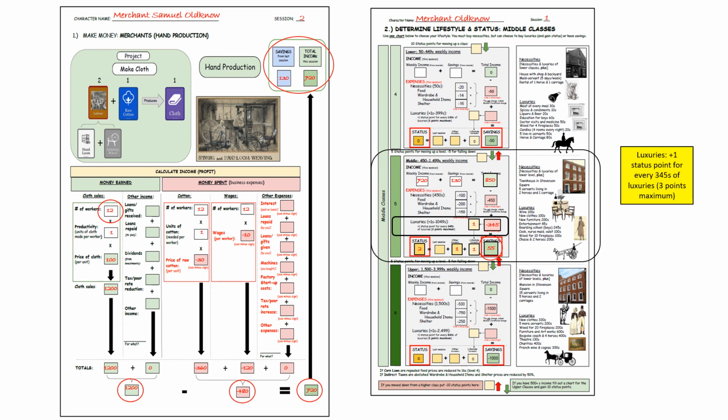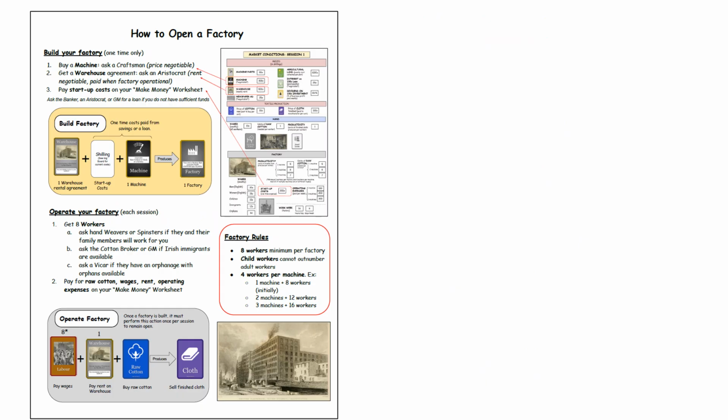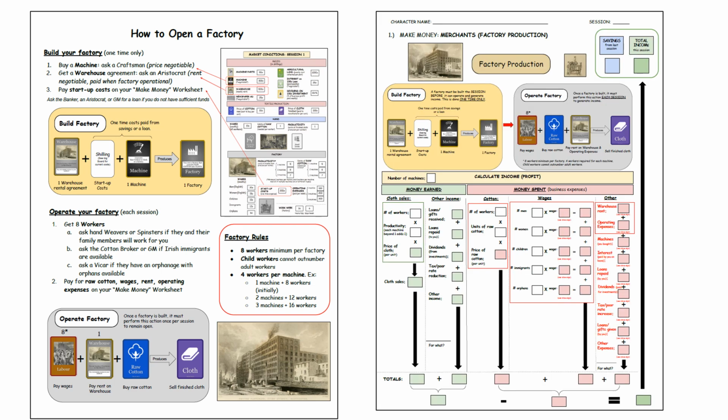So he could end up with 2 status points and 55 shillings in savings if he improved his hand production business. But he probably wants to open a factory because factories will produce much more money than a hand production business. In their role sheets for the merchants and craftsmen is a diagram about how to open a factory. It involves 2 steps, and this diagram is also on the Make Money worksheet.